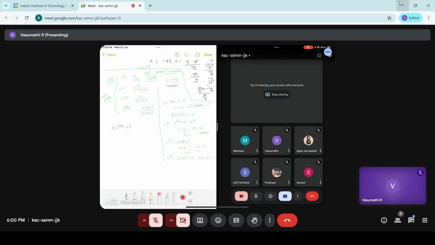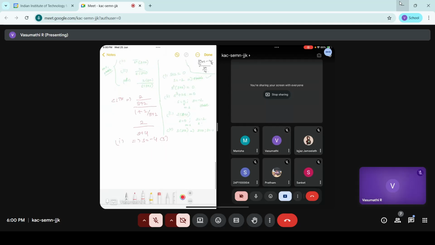Let me solve with you. The first question would be 2 by (s plus 2) divided by 1 plus 2 by (s plus 2). This would be, it should be s plus 4. So it gives you s equal to minus 4. This is stable. The first question is stable.